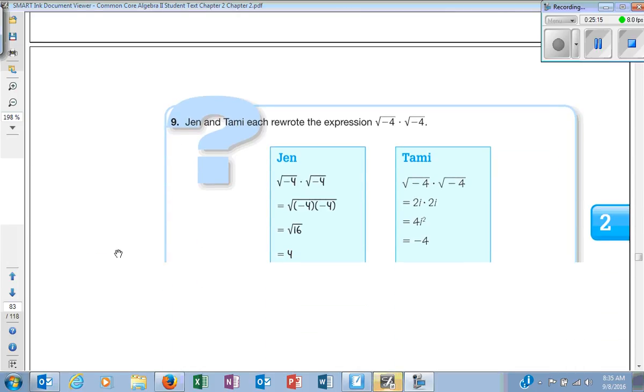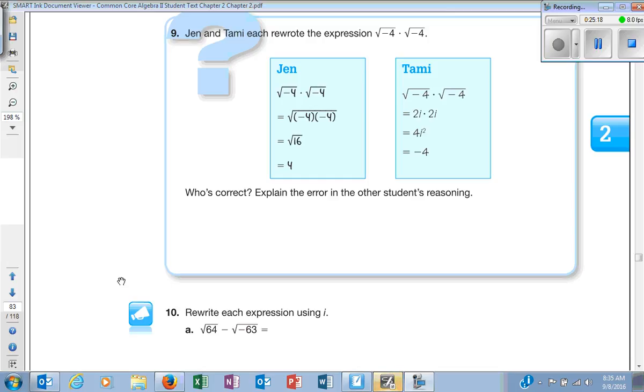All right, here's some other ones. Is Jen or Tammy correct? What one do you think? Tammy is going to be correct. What did I say? As soon as we see the square root, it's kind of like they're supposed to be parentheses. Like, you have to do this first. You have to take care of the imaginary part first before you can multiply those guys together. So what happens is this becomes a 2i, and this becomes a 2i. Remember I said as soon as you see a square root of a negative, pull out the imaginary part.